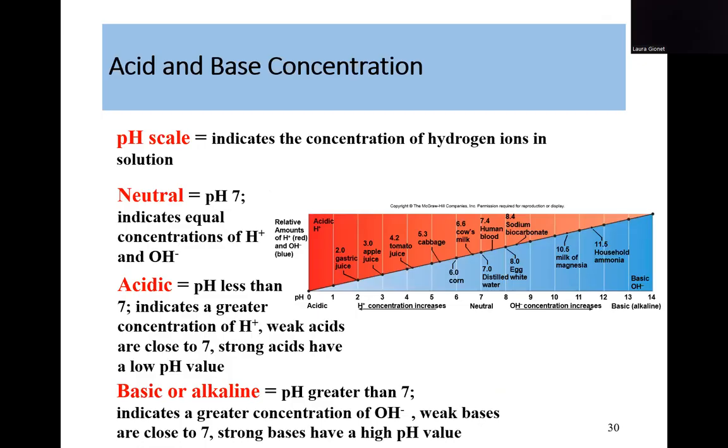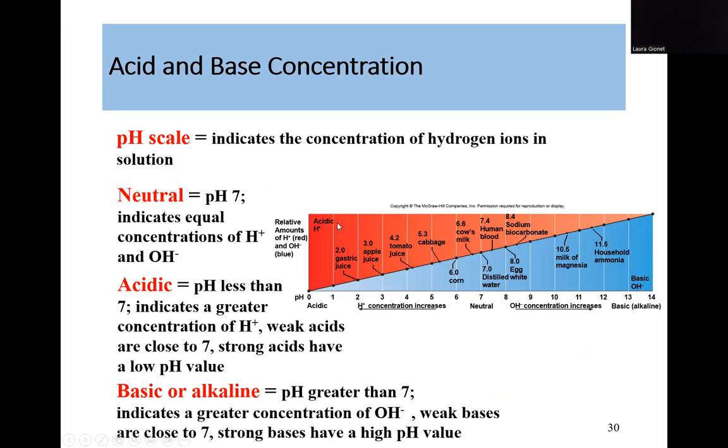Okay, so here we have our picture of the acid-base concentration. The pH scale indicates the concentration of hydrogen ions in solution. In reality, it's the ratio of the red area here to the blue area. The red area represents the hydrogen ion concentration, the blue, the hydroxide ion.